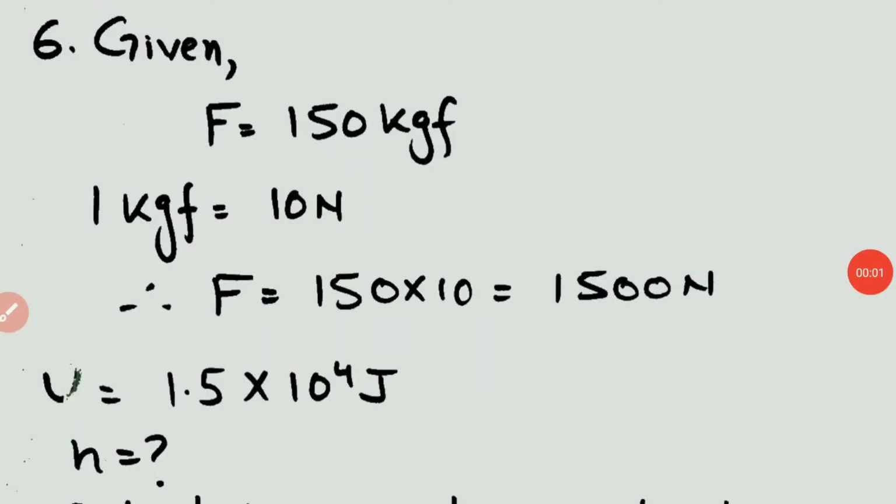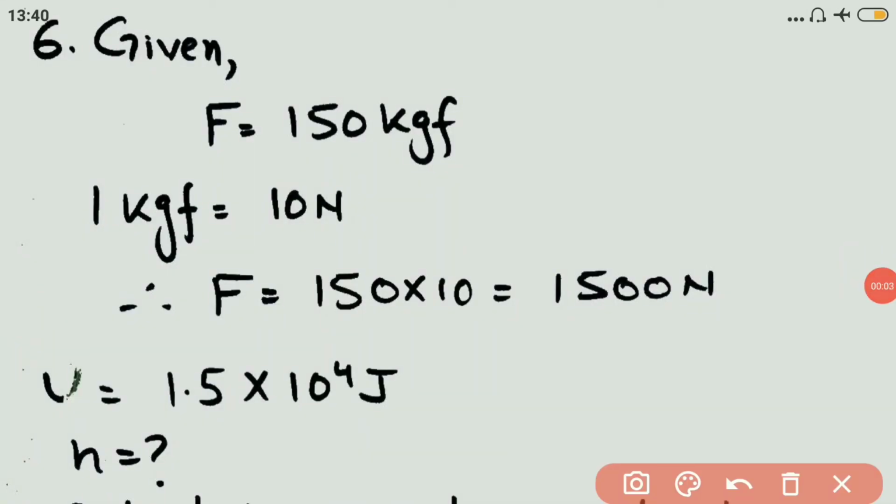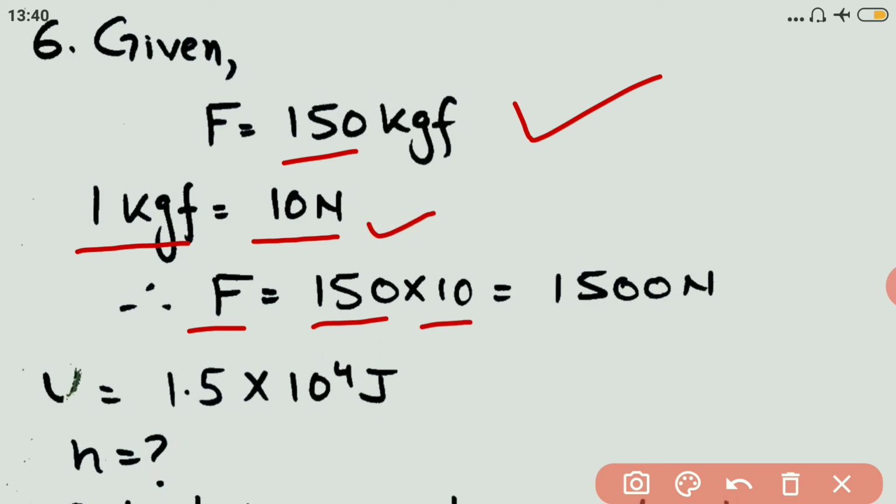Coming to the solution of number 6, the given things are force equals 150 kgf, right, and as you all know, 1 kgf needs to have 10 Newton, which is also given in the question. So therefore here I am converting force into Newton by multiplying this 150 by this 10. Hence I'll get 1500 Newton. Okay, so I have just converted this kgf into Newton. I hope you have understood till here.